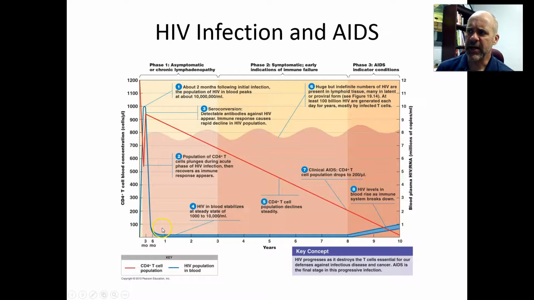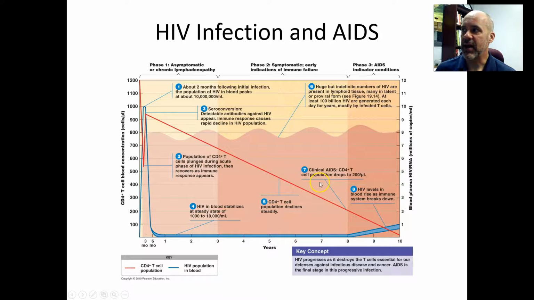And as that HIV population drops off for a long period of time, for years, what happens is you just have this gradual, slow decline in your helper T cell population. The HIV is replicating at fairly low levels, and just gradually killing off those helper T cells. And eventually you get to the point where your T cell levels drop to about 200 per microliter of blood. That appears to be about the critical level where when it drops below that level, you no longer have enough helper T cells to mount effective immune responses.